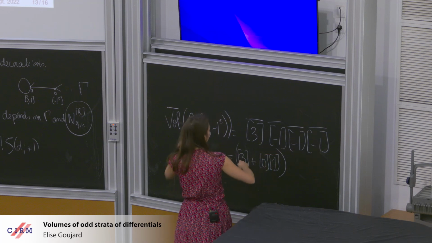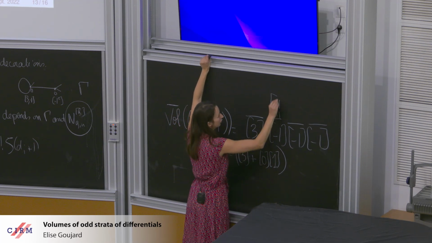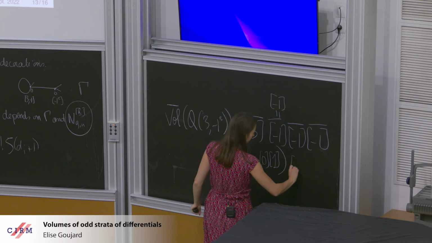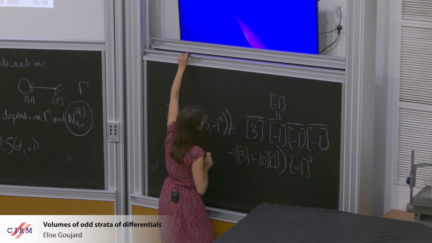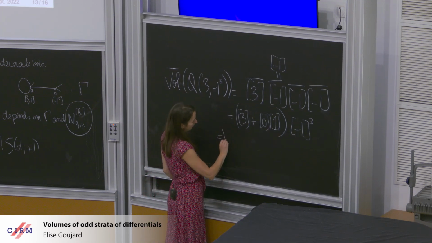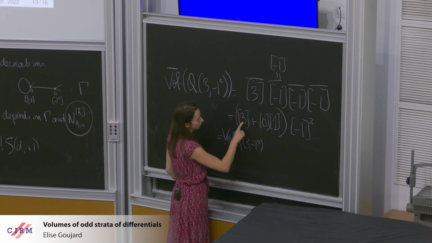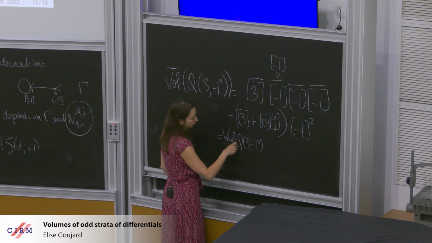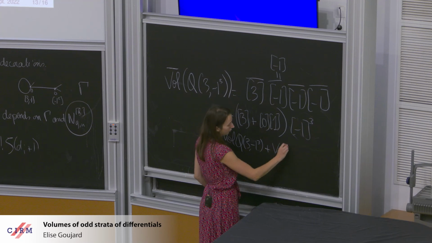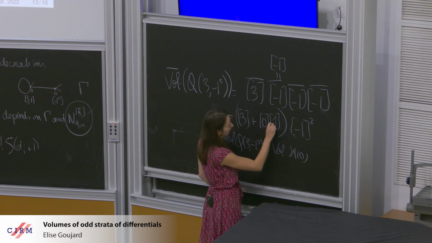And I multiply by this. I should say that minus 1 completed is just equal to minus 1. Okay, so I get minus 1. And basically, if I go back, it tells you that this is equal to the volume of the stratum Q3, minus 1 to the 3. So this is this product, plus the volume of H0, this one, times, oh, sorry, this is a minus 1.